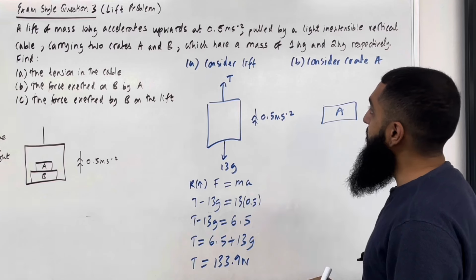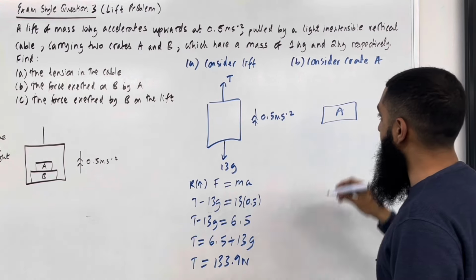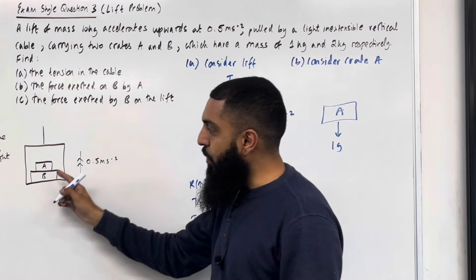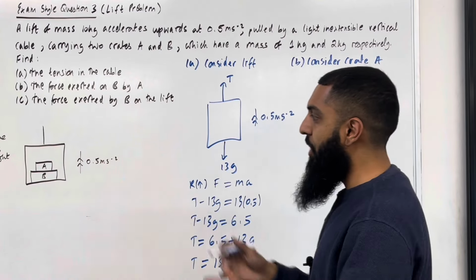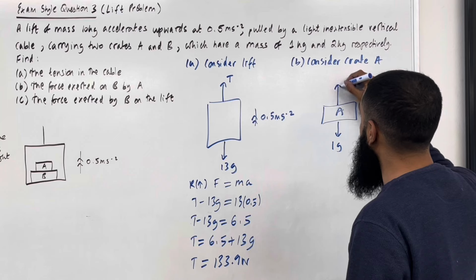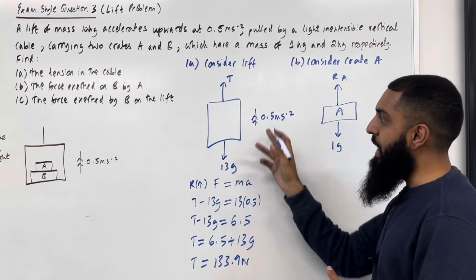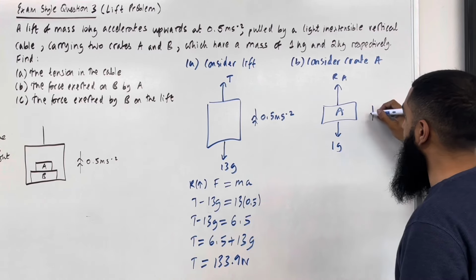The mass of crate A is 1 kg, hence the weight of crate A is 1g acting vertically downwards. Crate A is in contact with crate B, so crate B will exert a normal reaction on crate A, acting vertically upwards. Let's call this RA. The entire system accelerates vertically upwards at 0.5 meters per second squared.